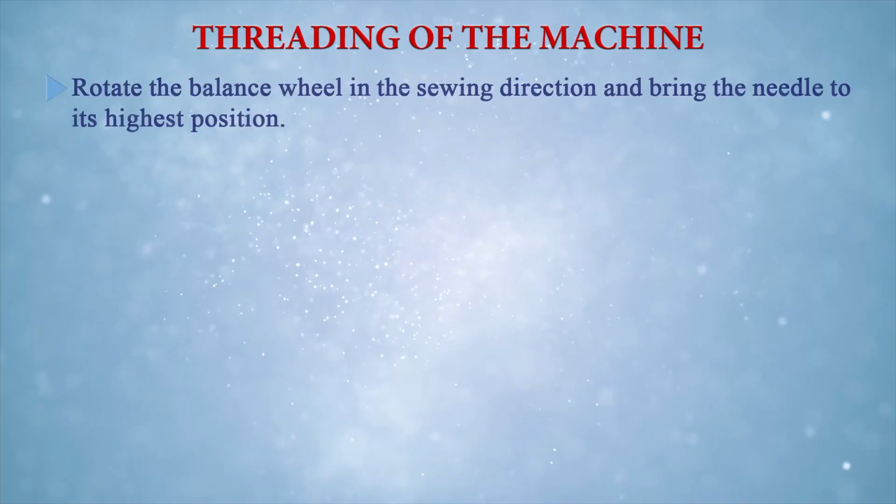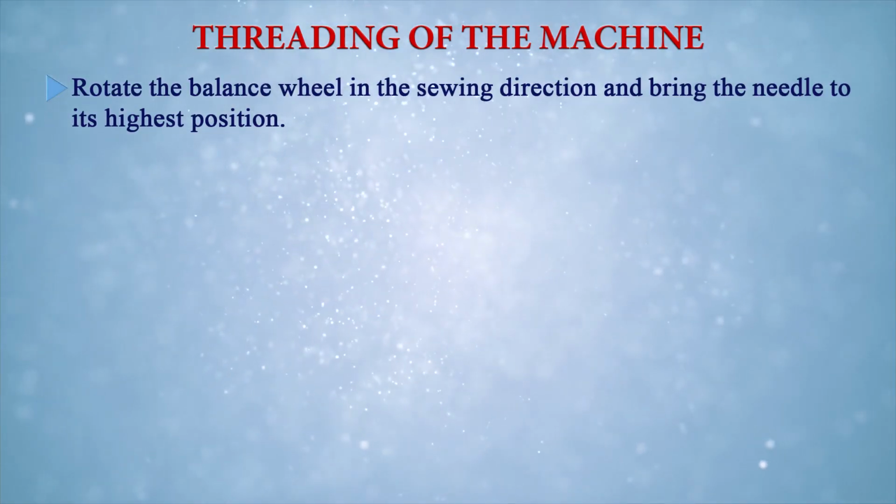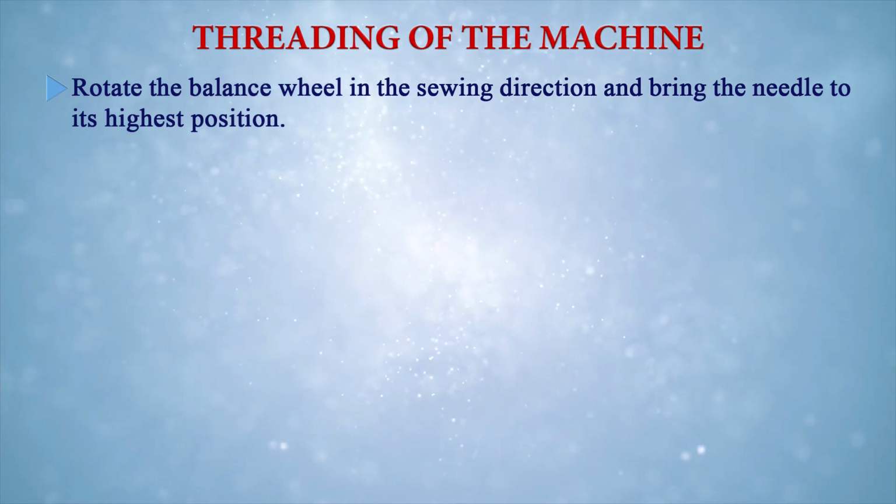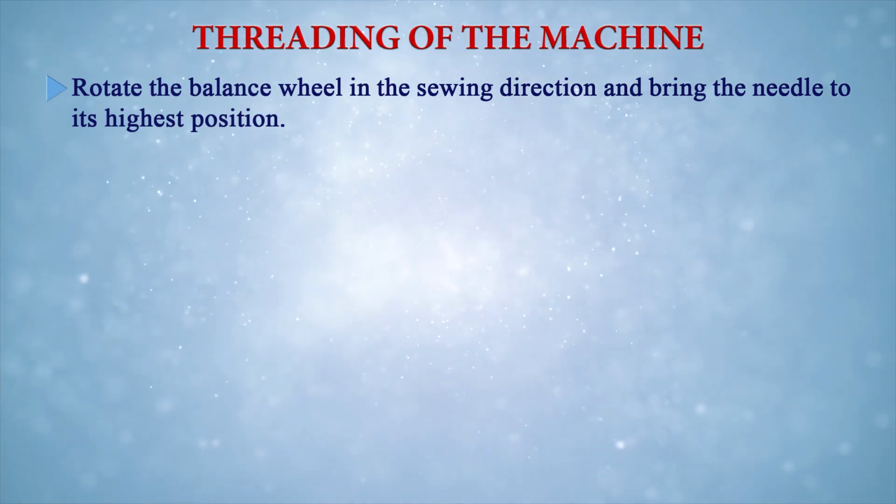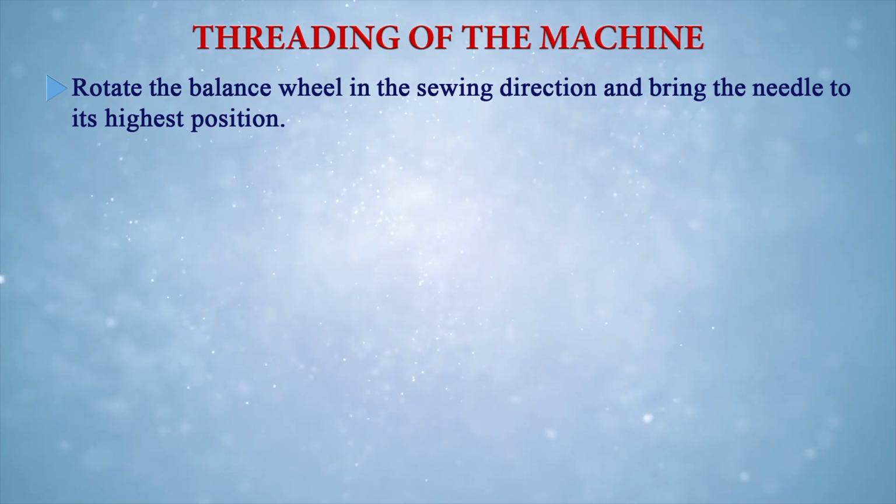The second setting on the sewing machine is the threading of the machine. When we have inserted the needle, the second thing that comes for the sewing is we have to insert the thread to start the sewing process. Then we again rotate the balance wheel in the sewing direction to bring the needle to the highest position.